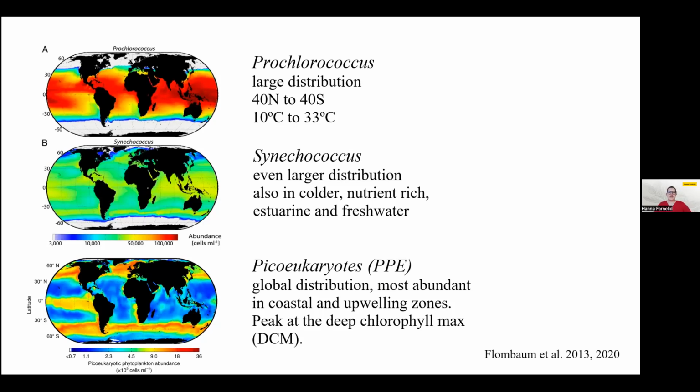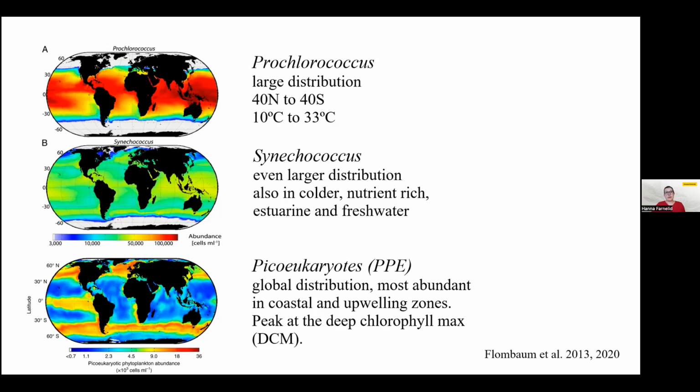When it comes to the distribution patterns, here are a few images showing the distribution of Prochlorococcus, Synechococcus, and picoeukaryotes across the world. And I think I can convince you with these images that these organisms are really of global importance. If we start with Prochlorococcus, Prochlorococcus is the smallest photosynthesizer on Earth and also the most abundant. And it likes it warm.